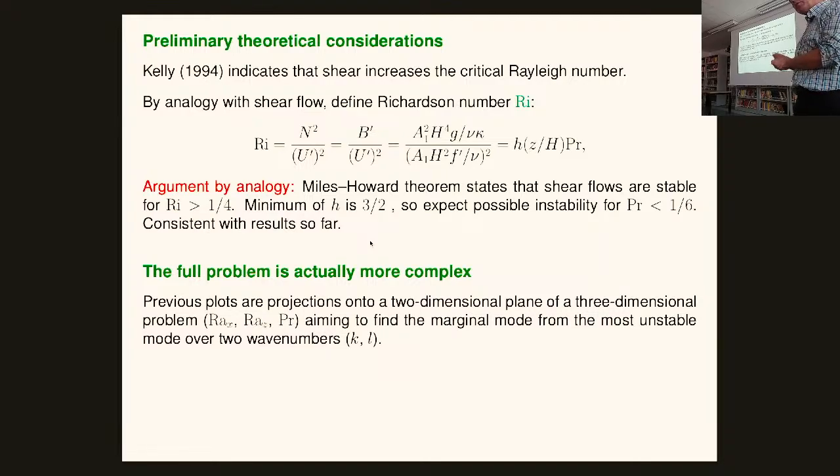The problem is when you do this more carefully, life is more complicated, because what we have is our 3 different parameters, Rayleigh, Rayleigh, Prandtl. We have 2 wave numbers k and l. What we're trying to do is work out, if I take any value of these 3 parameters and I find the most unstable mode over all the k, l, what is the resulting manifold, or whatever you want to call it, in this 3-dimensional parameter space.